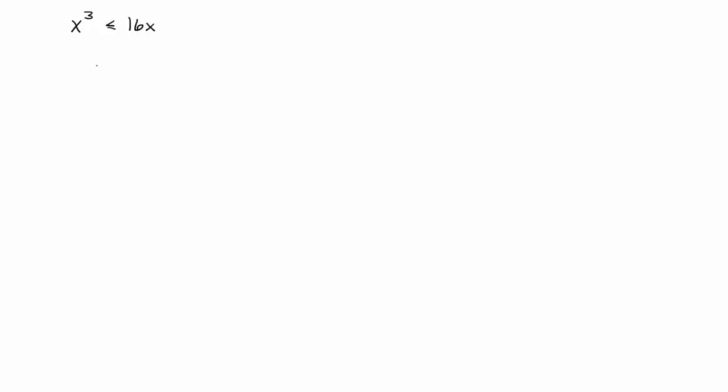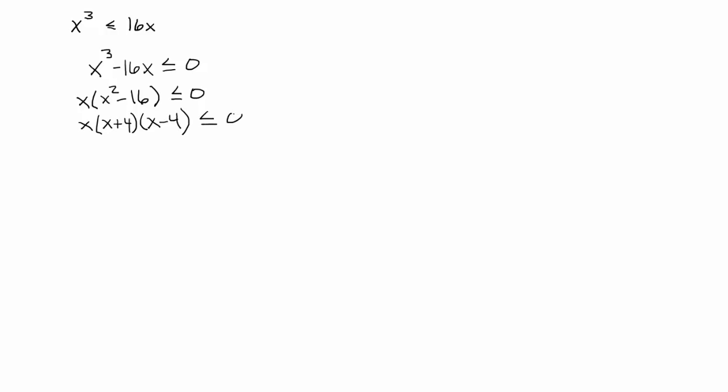So the first thing I'm going to do is move everything to one side. So I have x cubed minus 16x is less than or equal to 0. And now I'm going to factor an x out of the left side. So I have x times (x squared minus 16) is less than or equal to 0. And now x squared minus 16 is a difference of squares. So we have x times (x plus 4) times (x minus 4) is less than or equal to 0. So now we found all our zeros. We have it at 0, -4, and 4.